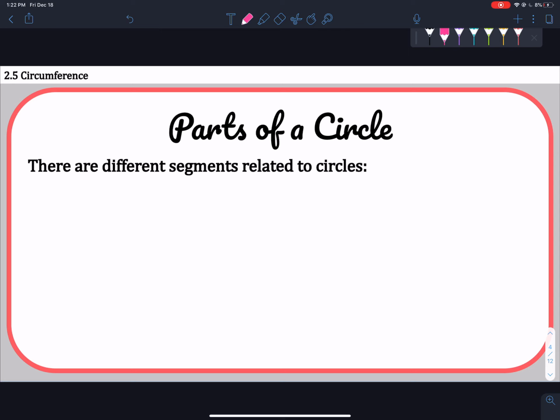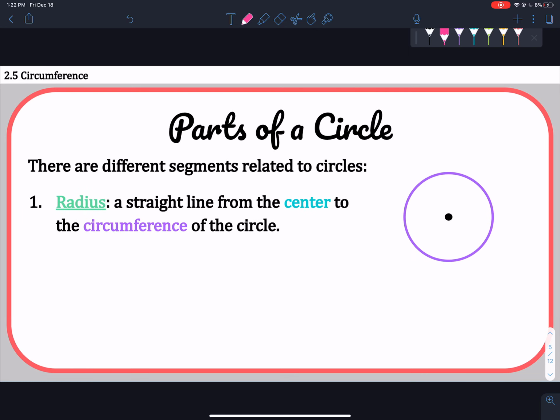Now we're going to talk about a couple of different parts that relate to our circle that are super important when we're trying to find the circumference. So the first one is the radius. It is a straight line from the center to the circumference of the circle. So an example of that would be if I started at the center of my circle here, I can draw a straight line out to the circumference, and this is our radius.